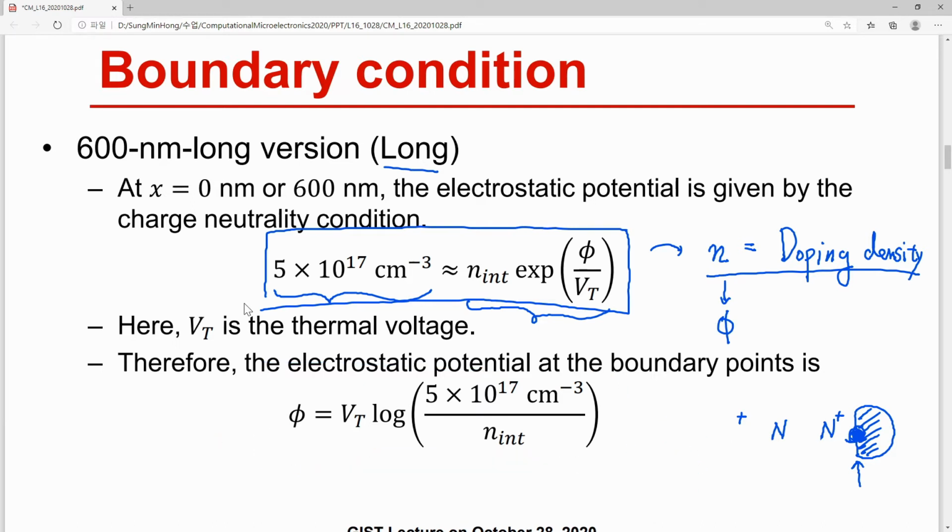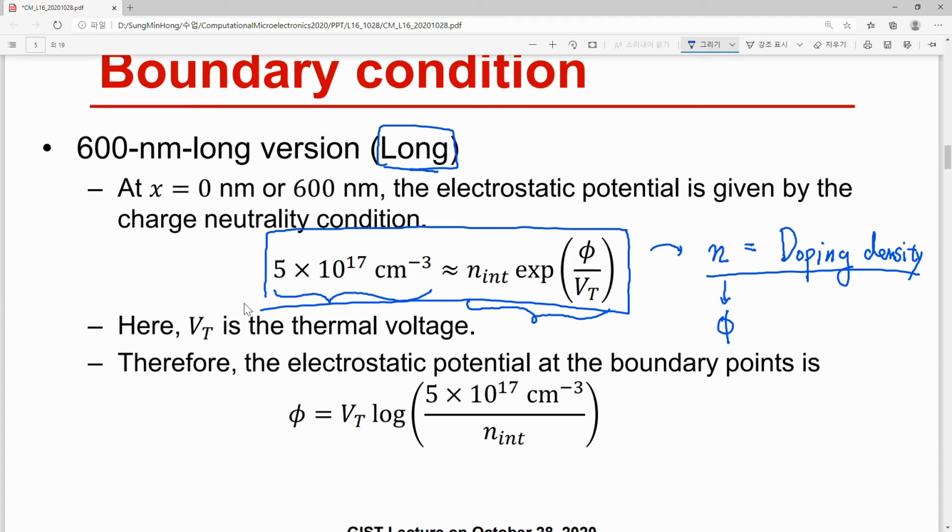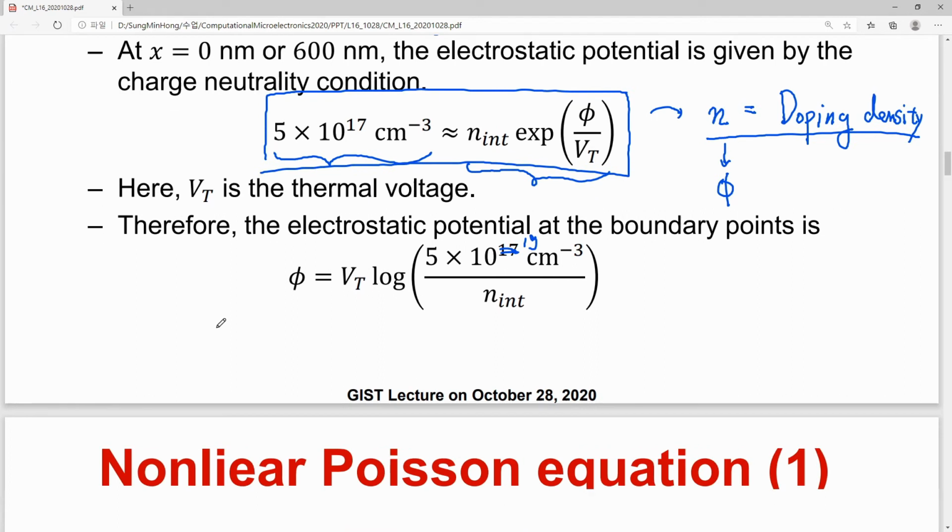Of course, this specific value like 5 times 10 to the 17 per cubic centimeter is just specific for this long device. If we are considering the short device which has just a 60 nanometer long channel, then we will have just 5 times 10 to the 19 per cubic centimeter in order to calculate the electrostatic potential at the boundary point. Okay, so you can easily understand this modification.